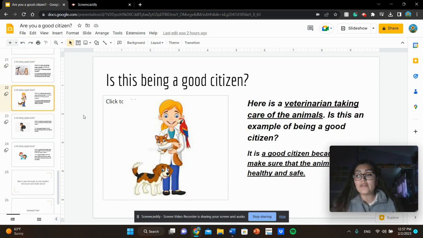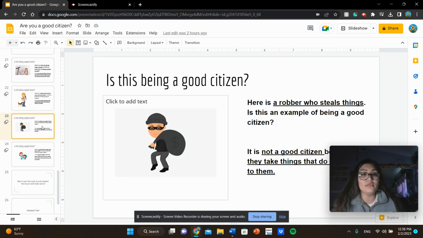So here is a veterinarian taking care of animals. Is this an example of being a good citizen? It is a good example because this veterinarian is making sure that all the animals are healthy and safe. So, whenever your pet is not feeling well, you make sure to take them to the vet, and the vet is more than happy to make sure that your pet is healthy. Making sure that they are okay and they don't get sick.